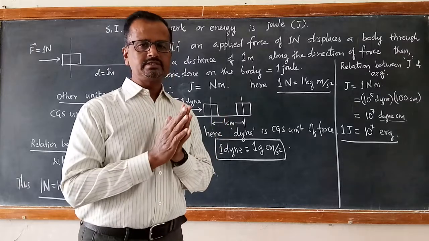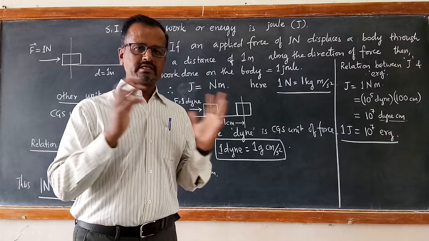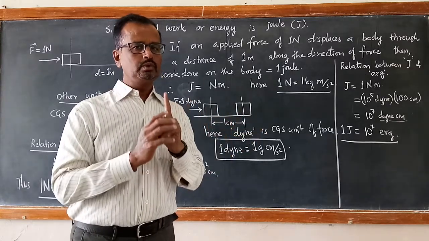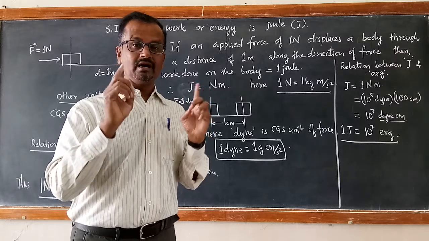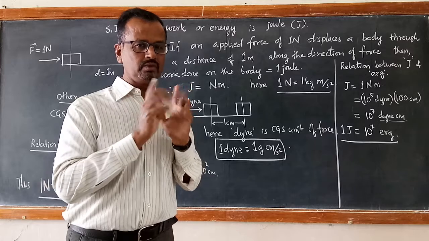SI unit of energy is joule. CGS unit of energy is erg. So, what is the relation between joule and erg? 10 raised to 7 erg is equal to 1 joule.